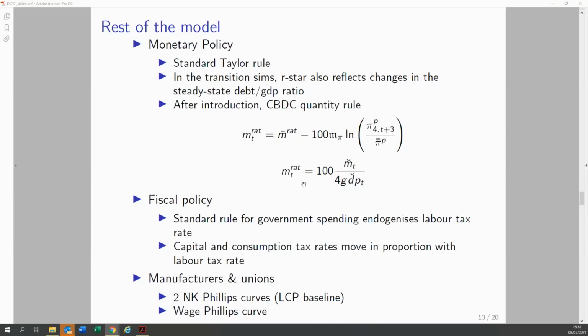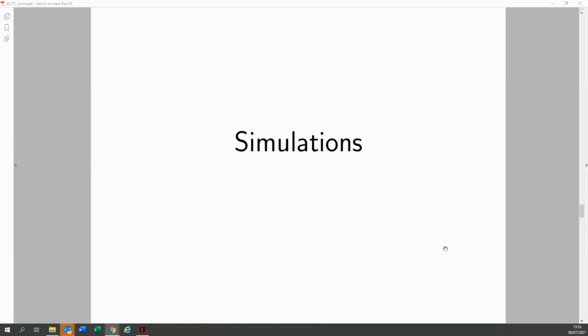Fiscal policy is standard. We have obviously a government budget constraint with a standard rule for government spending that endogenizes the labor tax rate, and the other tax rates that we have, which are on capital and consumption. We just assume that they move in proportion with the labor tax rate. And then we have, of course, manufacturers and unions, so we have price Phillips curves and wage Phillips curves. So let me move on to the simulations.